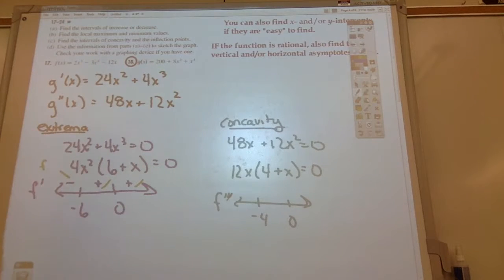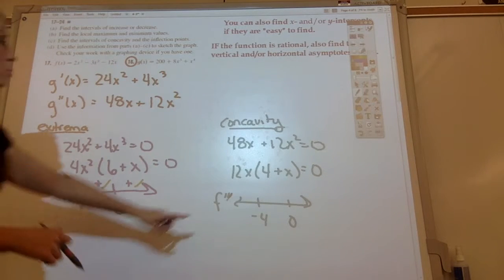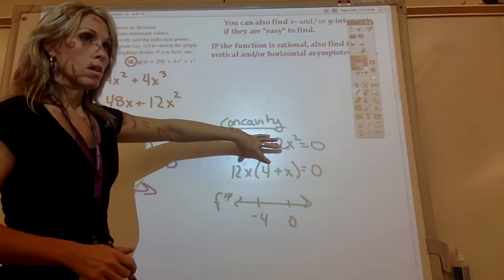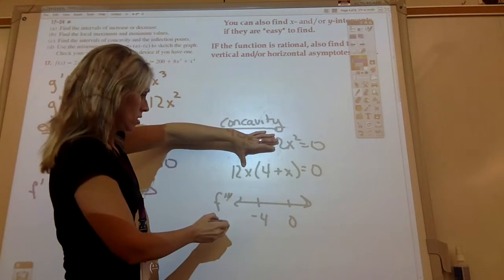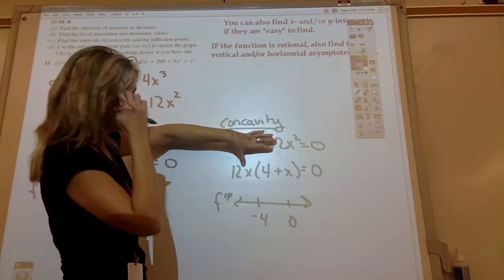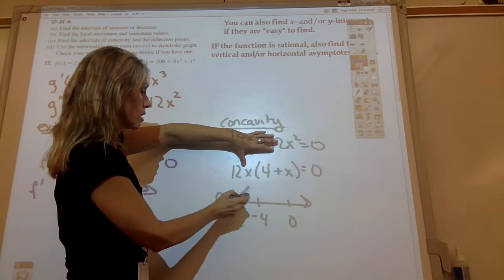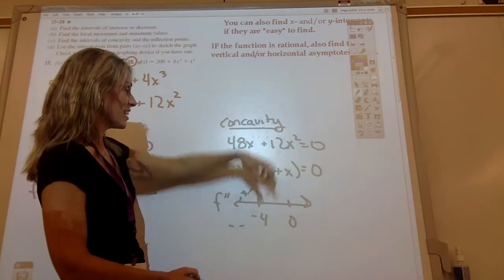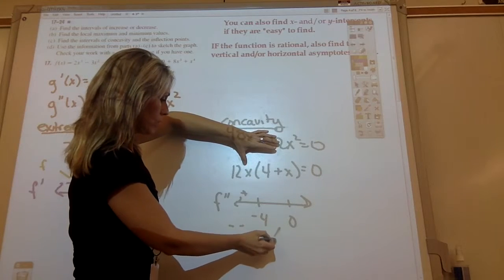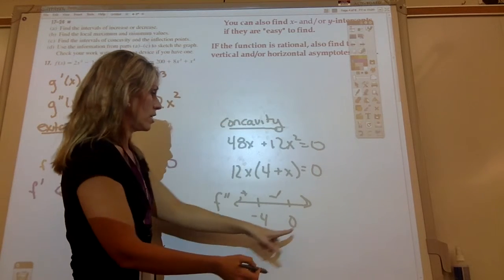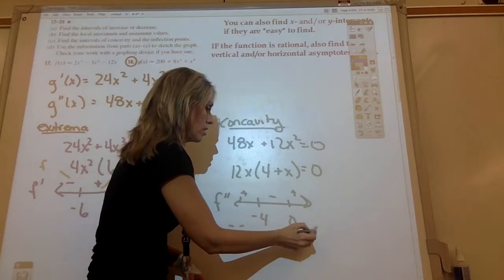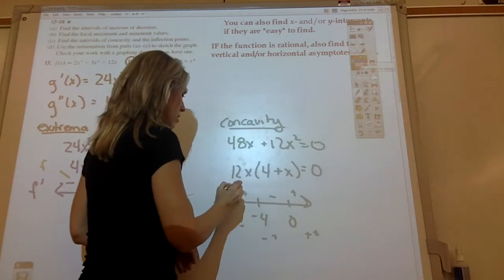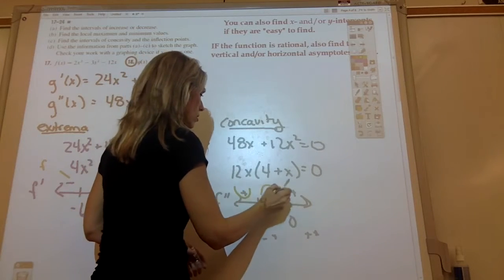Okay, so you have your numbers on your number line. We'll test the -5. Now here we do have to worry about both of these, right? This -5 would make negative and negative, good. It would make a positive. How about a -3? Negative, positive, right? Negative and positive. So down, up, down, up.